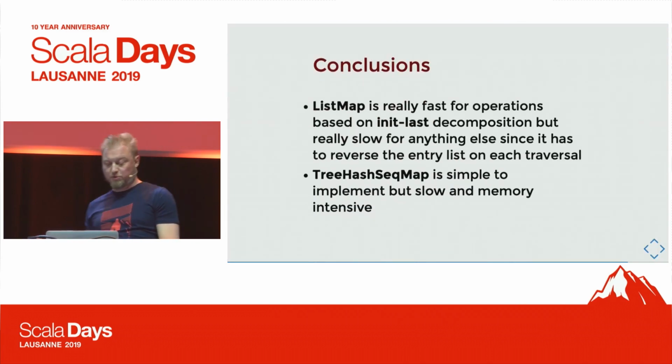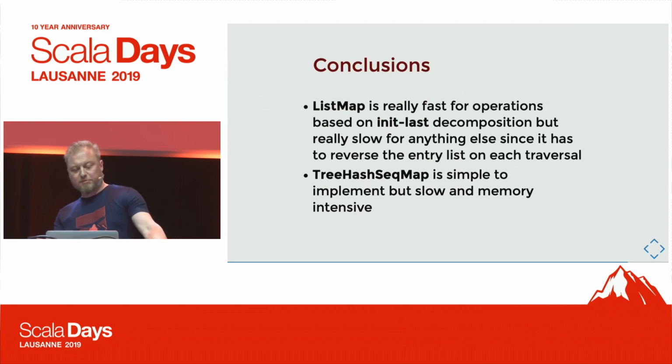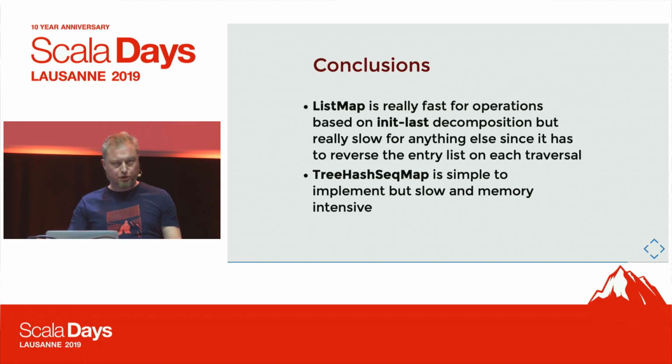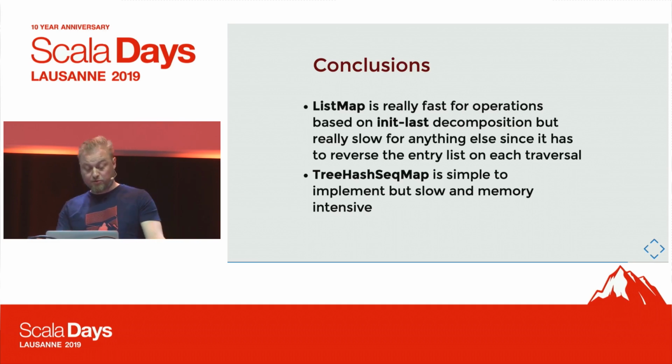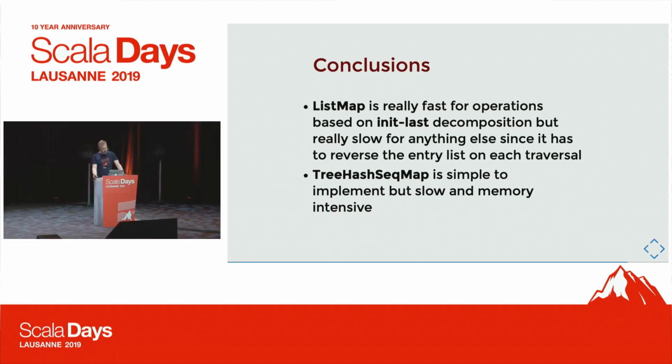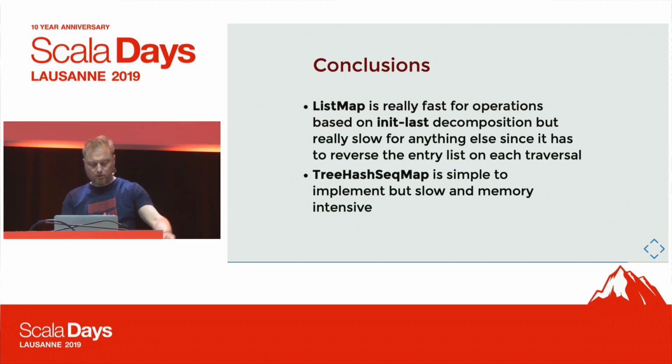So the conclusions. What conclusions can you make about these implementations? Well, I've said some of these, but list map is really fast for operations based on init last decomposition. So if you know that's what you're going to do, you can keep using list map. It's actually the best performer in those cases. But it's also really slow for anything else. And that's because it has to reverse the list on each operation, and that's quite costly if the list is growing large.